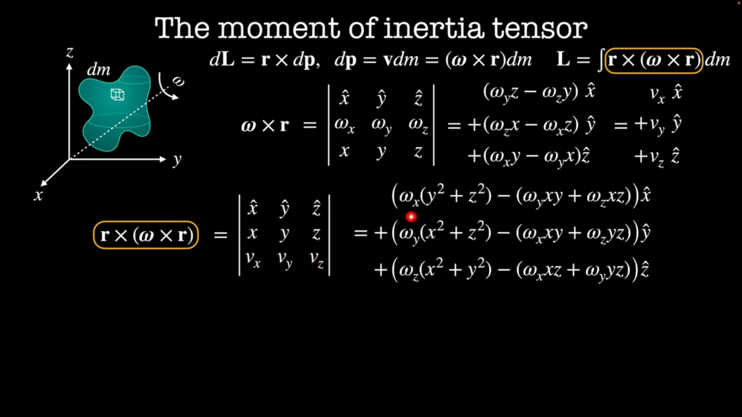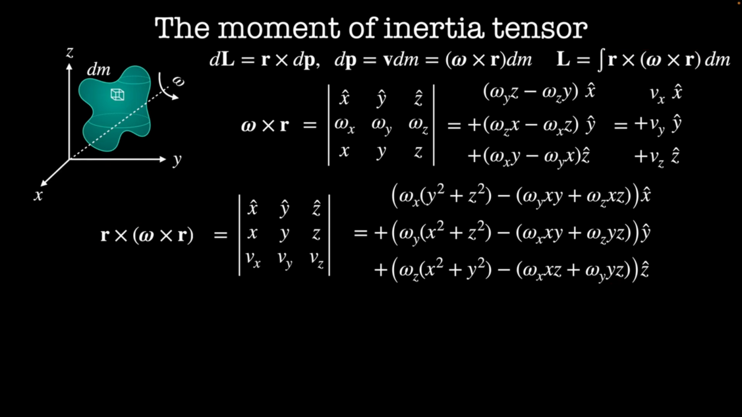This gives us omega x times y squared plus z squared minus omega y times xy plus omega z times xz in the x direction, plus omega y times x squared plus z squared minus omega x times xy plus omega z times yz in the y direction, plus omega z times x squared plus y squared minus omega x times xz plus omega y times yz in the z hat direction.